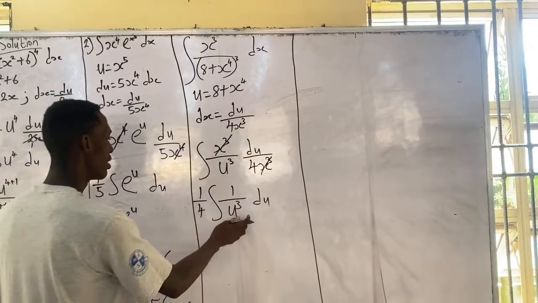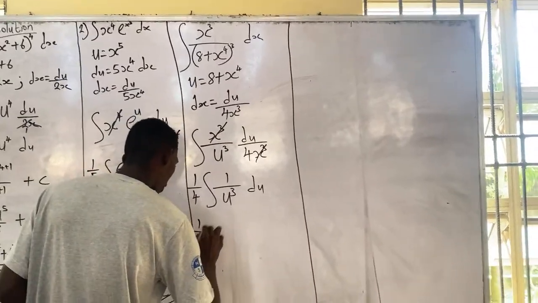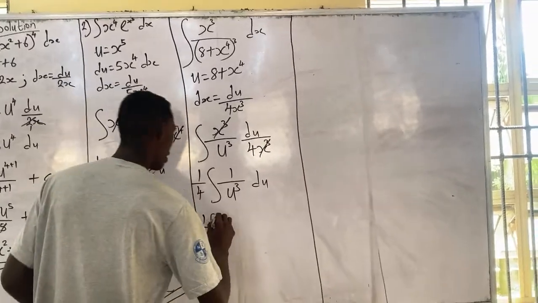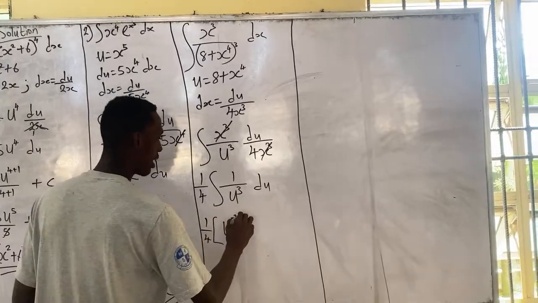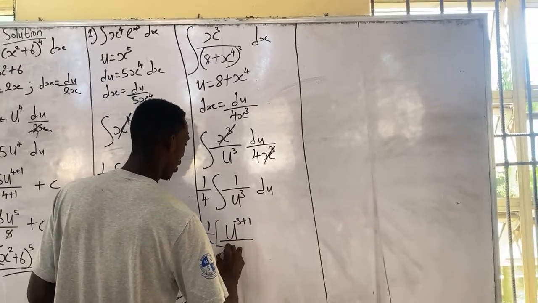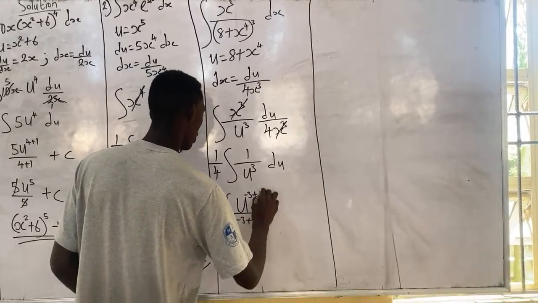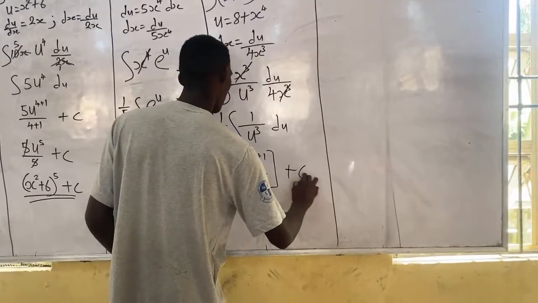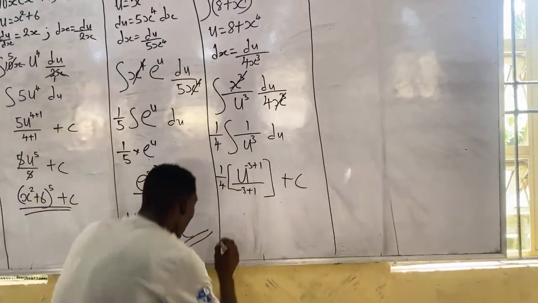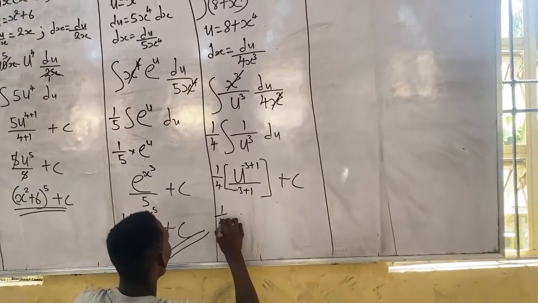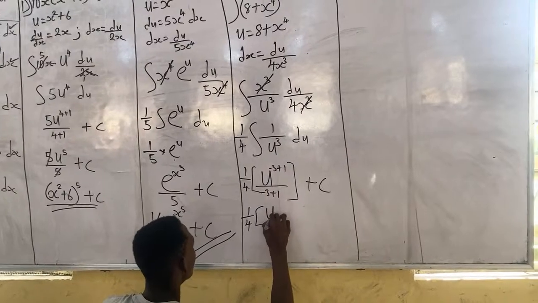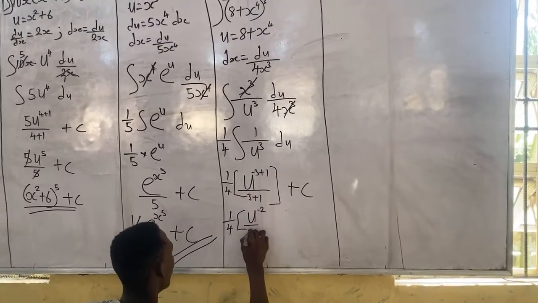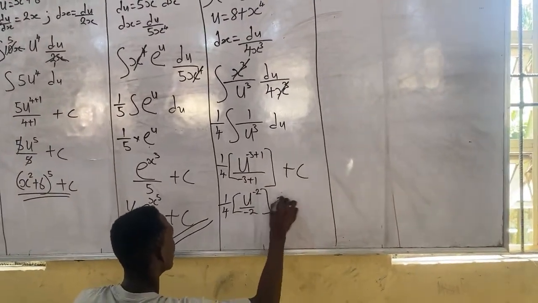Now let's integrate this normally. So we have our 1 over 4. Let's open a bracket for it. This will be u to the power of minus 3 plus 1 over minus 3 plus 1. Close bracket. We have our plus c. So we can now write this by saying 1 over 4, let's open a bracket for it, u to the power of minus 2, then we have our minus 2 here, close bracket plus c.